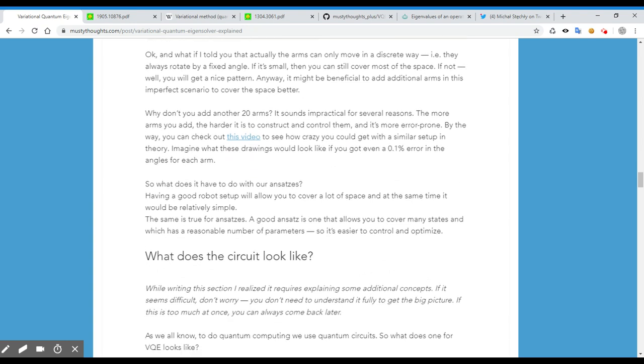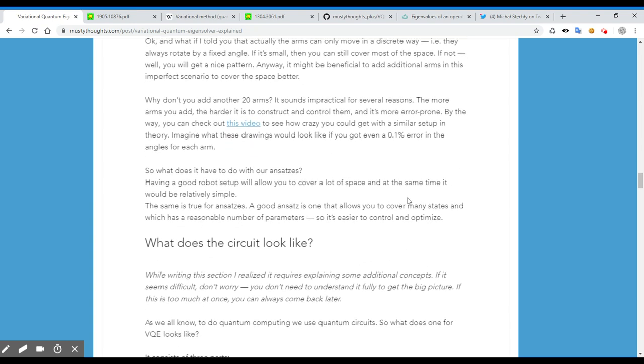Why don't you add 20 arms? It sounds impractical for several reasons. The more arms you add, the harder it is to construct and control them, and it's more error prone. By the way, you can check this video to see how crazy you could get with a similar setup in theory.